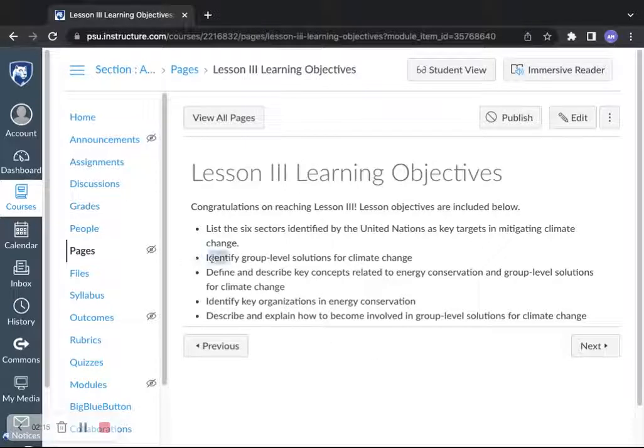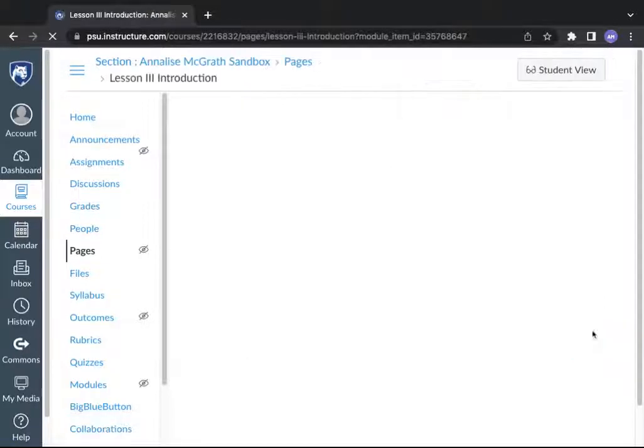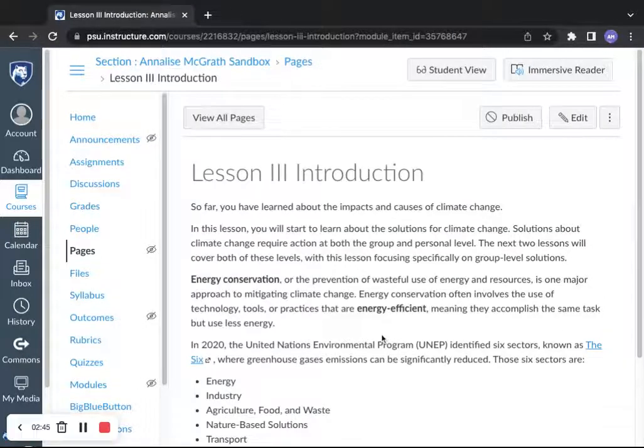So that is the first learning objective. And then we are going to have objectives about defining and describing key concepts related to energy conservation and group level solutions, identifying key organizations in energy conservation that can be useful, and then describing and explaining how to become involved in group level solutions for climate change. What are some organizations that you can join or volunteer for or access, etc. So moving right along, we'll click our little next button here.